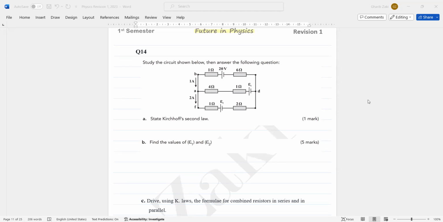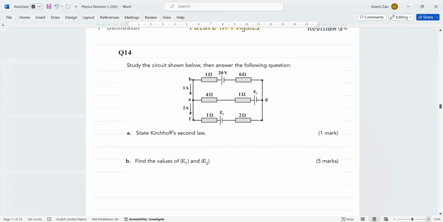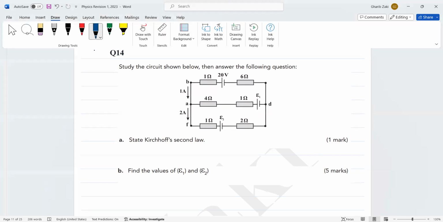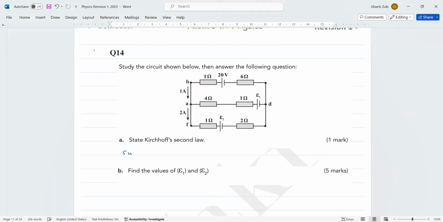Okay, guys, now question number 14. Question number 14 here is about Kirchhoff's law. Well, let's start to solve this. He said, state Kirchhoff's second law. Kirchhoff's second law states that around any closed loop, the sum of EMF equals the sum of potential differences. So we write here Kirchhoff's second law: the sum of EMF in a closed loop.